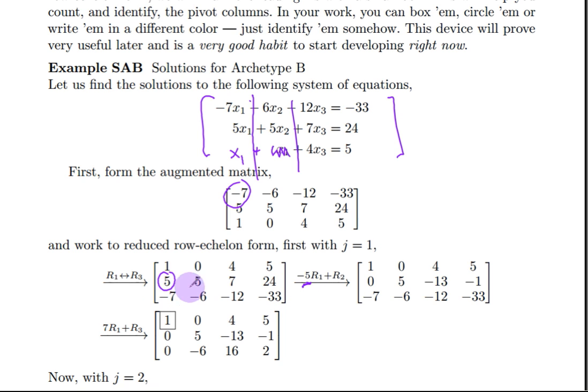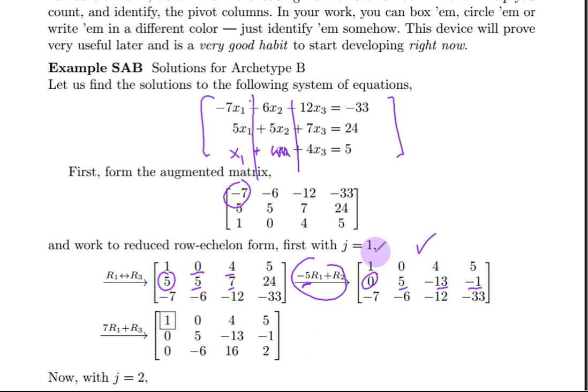How does this work? -5 times 1 plus 5 gives me 0. -5 times 0 plus 1 gives me 1. -5 times 4 is -20, plus 7 gives me -13. -5 times 5 is -25, plus 24 gives me -1. So that's how I get this matrix here from this row operation.